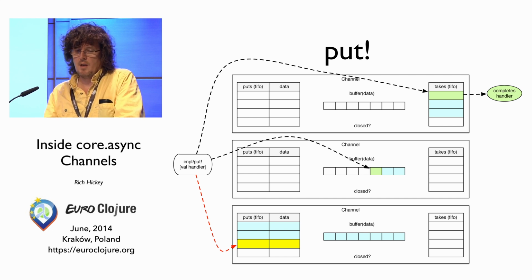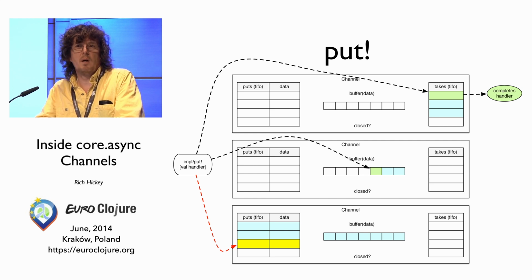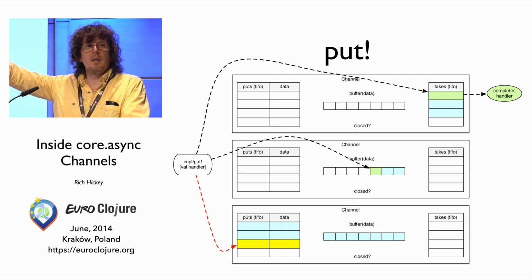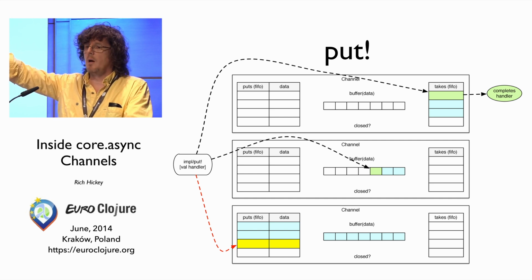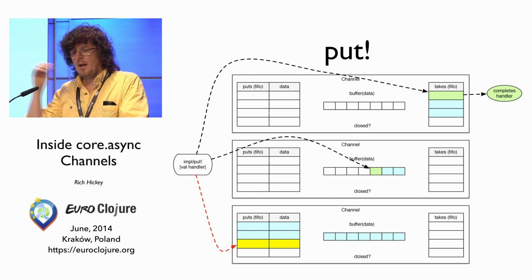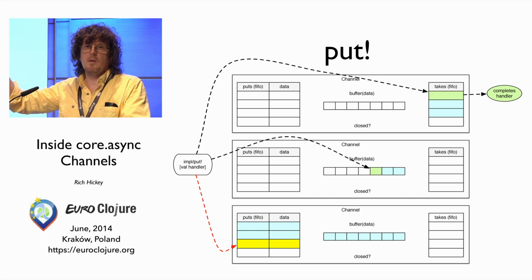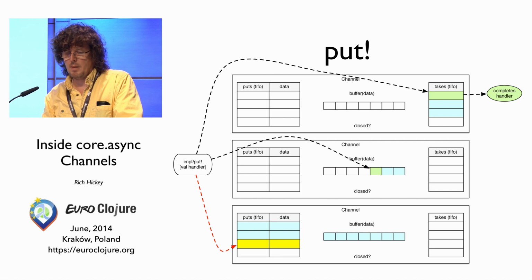In the first case, we have a put coming in and it encounters a channel where there are one or more waiting take operations. At that point, it immediately completes that waiting take, the first one in the queue. It says, okay, you're waiting for data, I have data, we're both good to go. And the put returns immediately, and the take's handler gets completed, and I'll explain handlers and completion in a little bit.